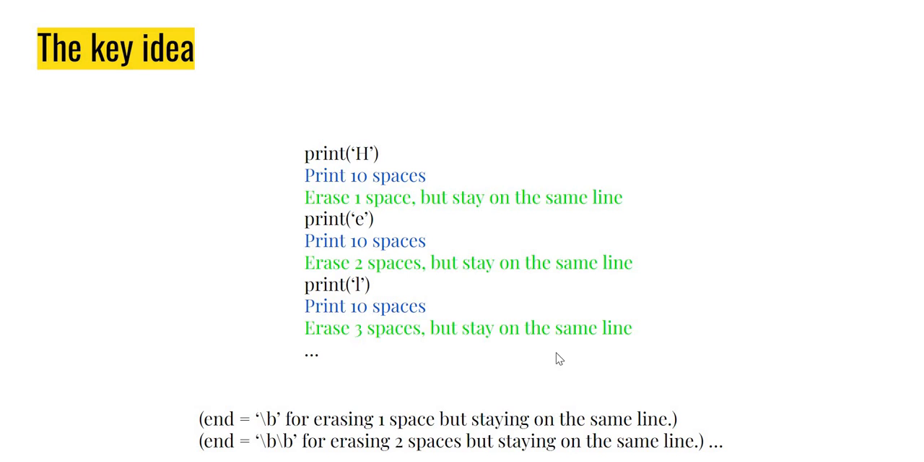Now, how do I do this? Remember, I must have a sep of nothing in between, otherwise the spaces will all go off. So sep is taken care of, but I can do this using the end statement. At the end, I can put a backslash b, which means backspace. So that removes one space. I put two backslash b's, and it becomes two spaces erased, and so on and so forth. And this could be a working solution.